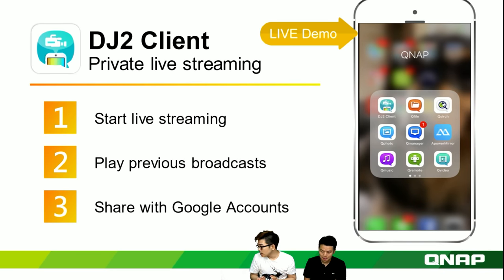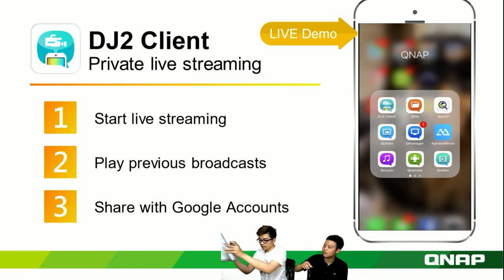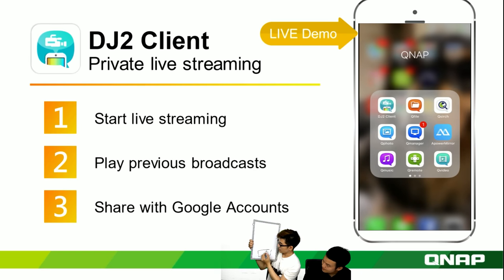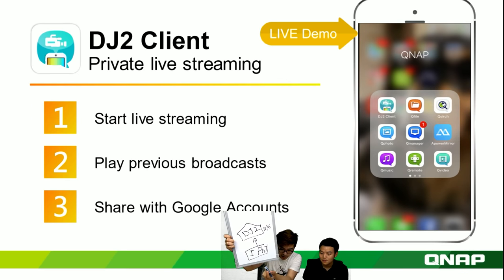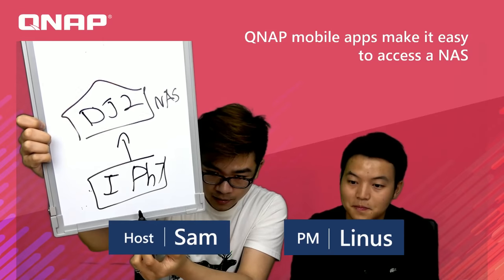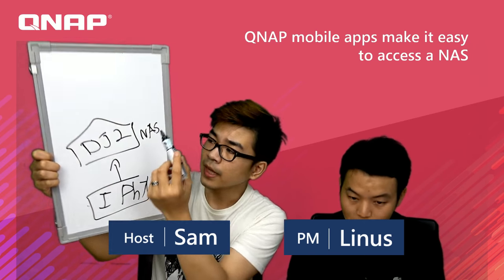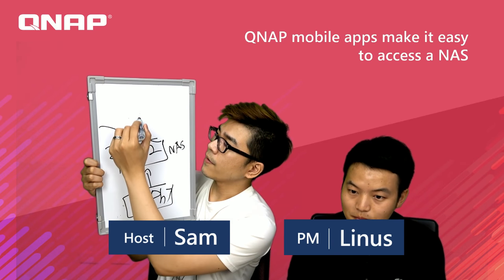If you are using DJ2, can I have the board? The structure will be like this. If we are using DJ2, you have one cell phone right here, an iPhone 7. And the streaming goes to your NAS, can you see that? And here is the DJ2. You have a phone that is doing the live streaming with your DJ2 client, and then the streaming goes to your DJ2 NAS.